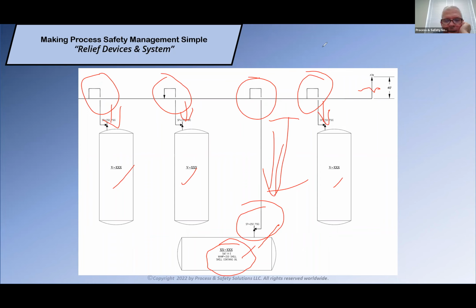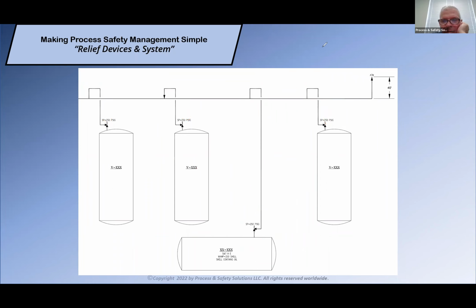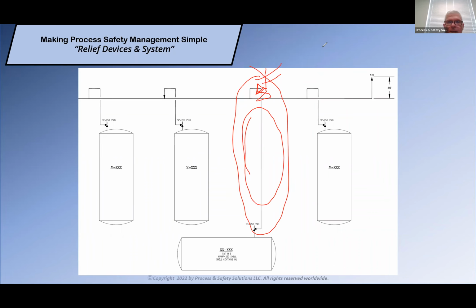So let's never relieve liquids into a headered system unless that system is going to a knockout drum that knocks those liquids out. And even then, you must look at this portion of it here and make sure that it's designed correctly. For example, if the relief valve was up here, then I would be less concerned about that material being left in here. So always look at the design to make sure that you're not creating a hazard as a result.